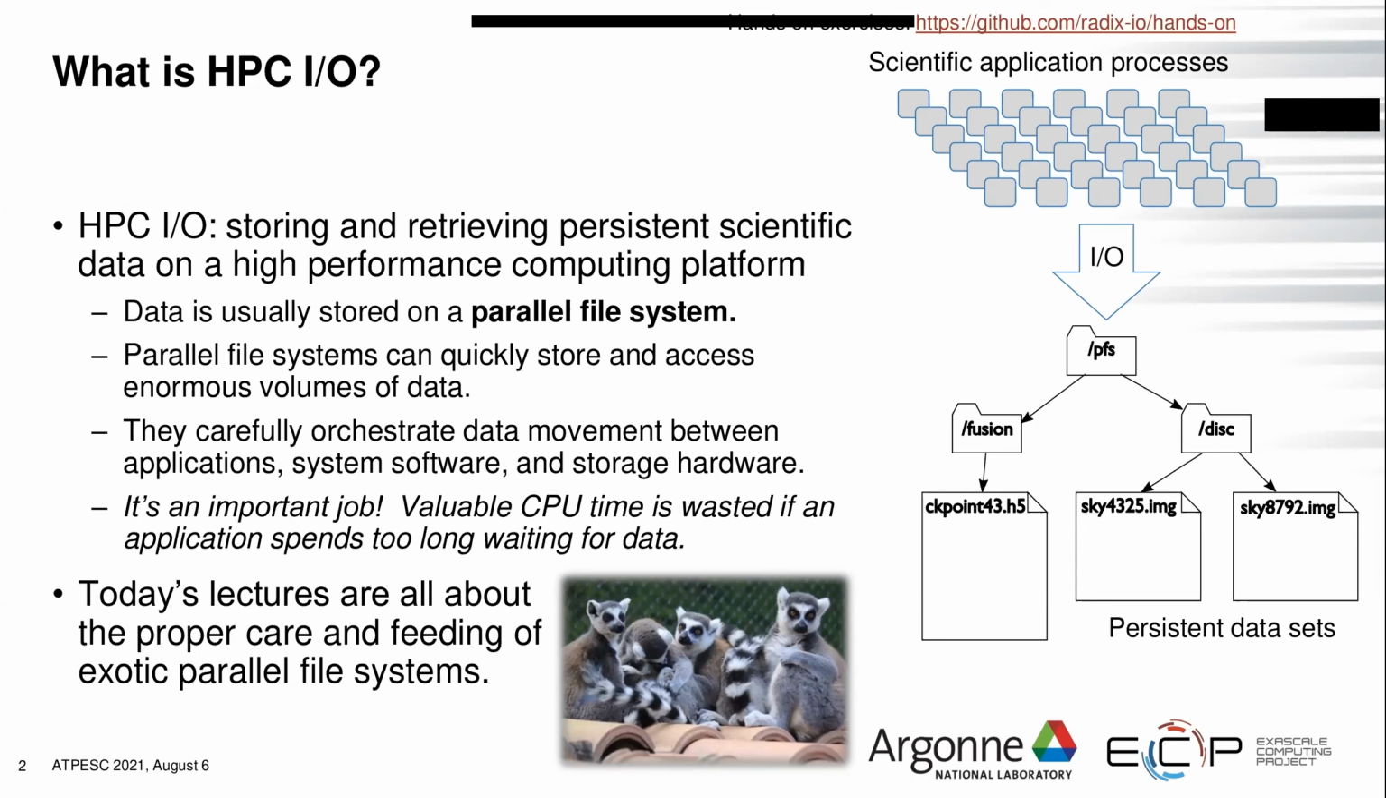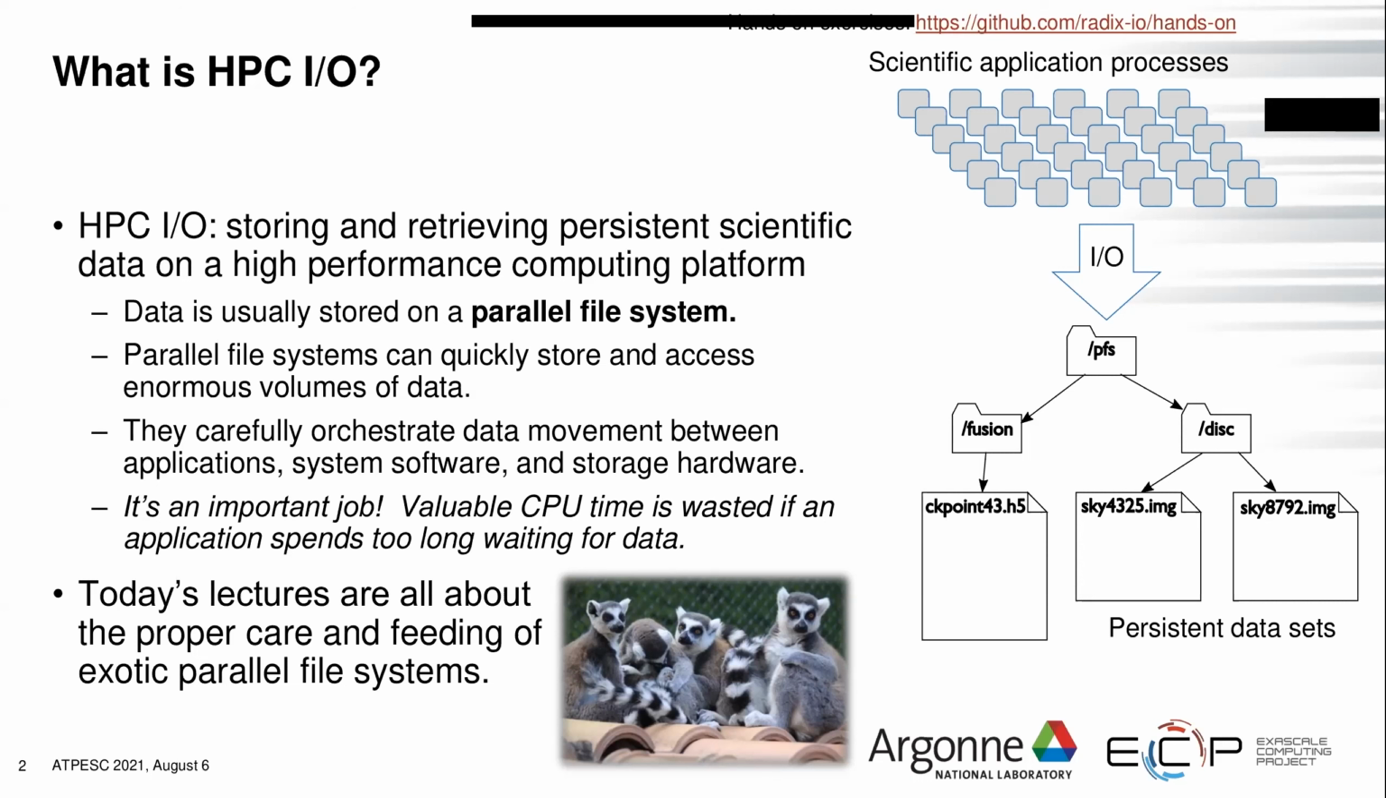Almost always this means using a parallel file system. Parallel file systems are designed to quickly store and access enormous volumes of data, gigabytes, terabytes, petabytes, scaling up, no problem. And to do that, they have to orchestrate data movement between a lot of different parties: the application itself, the system software, and the storage hardware. And this is important to get right because, as you know, CPU time on these high performance computing platforms is very precious. So if your compute cores are just waiting for data to be fed to them or waiting for data to get out, then you're wasting resources that you have. So we want to do a good job of this.